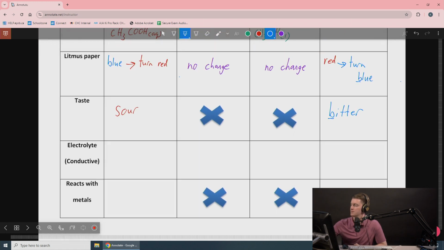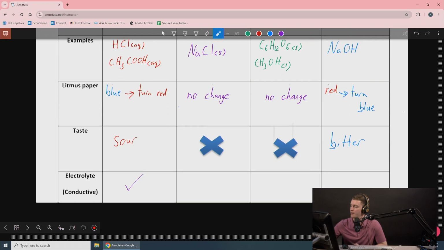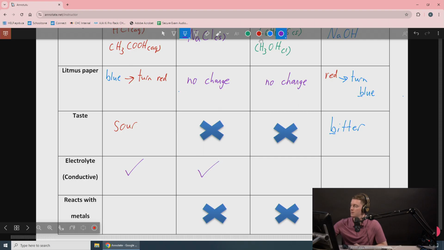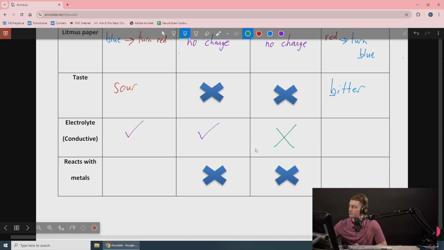Is it an electrolyte? An electrolyte is a solution that conducts electricity. In order to conduct electricity, you need to have ions. Acids will form H+ ions in solution, so they will conduct electricity. Ionic compounds have ions. This is a sodium ion and a chloride ion, so they will conduct electricity. Molecular compounds do not form ions, so they will not conduct electricity. They are not conductive, because there's no ions in solution. Bases do form ions, so they will also be conductive in solution.